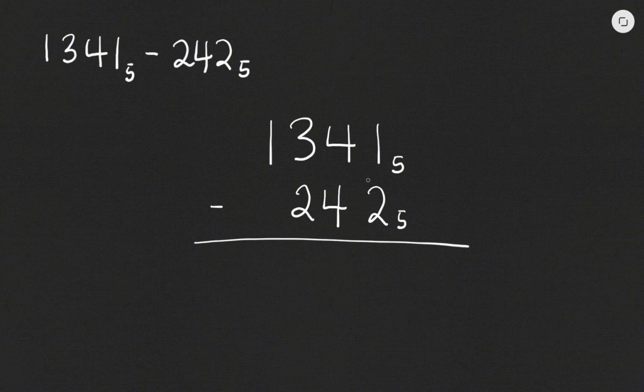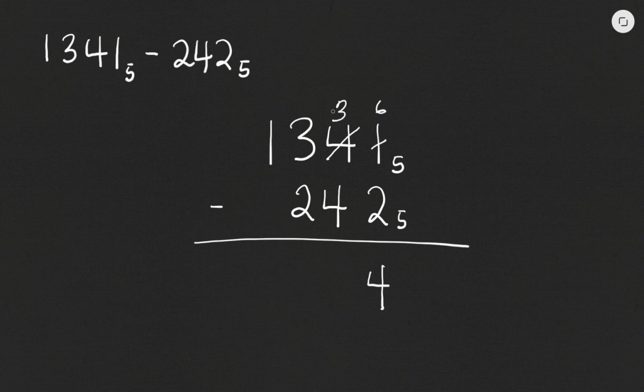Now we have 1 minus 2 here, which is impossible. We can't subtract 2 from 1, so we borrow. So I'll borrow 1 from here, I'll be left with 3, and the 1 that I borrow becomes 5. So if I add that 5 to the 1 over here, it becomes 6. So I now have 6 at the top over here. So 6 minus 2, that will give me 4. So I write down my 4.